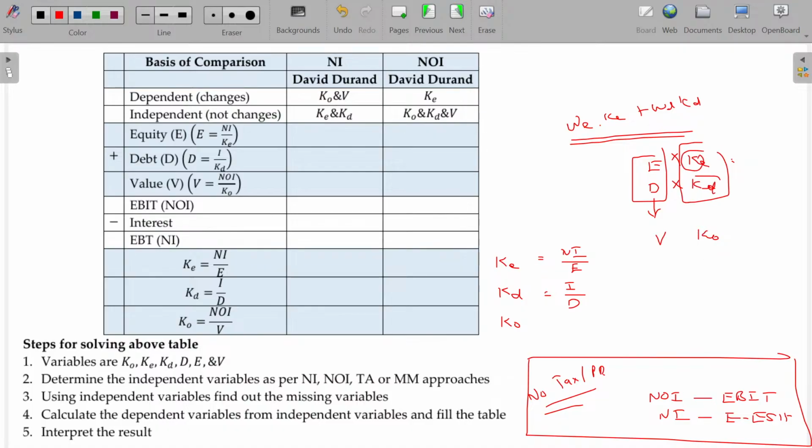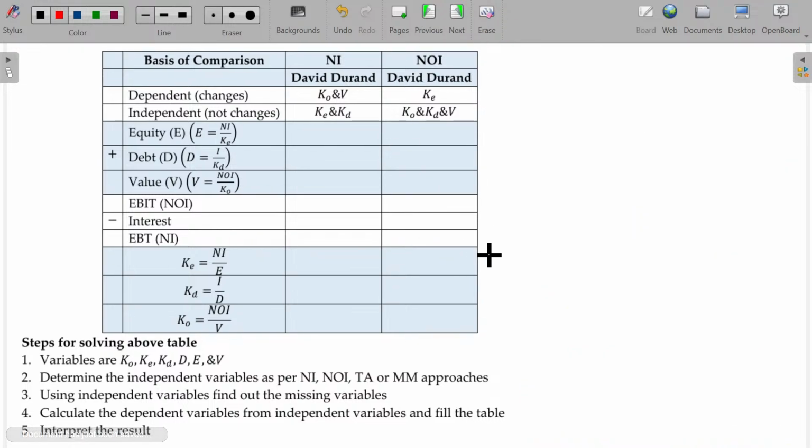KE and KD put together will be KO. Equity and debt put together is the value. So the KO in this case is equal to these two put together. Equity is earning, debt is earning. If you are considering both, then it is called NOI. So the formula is NOI divided by V. Clear?